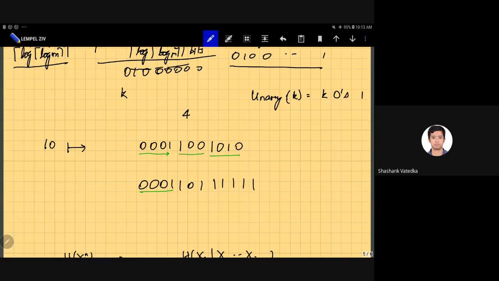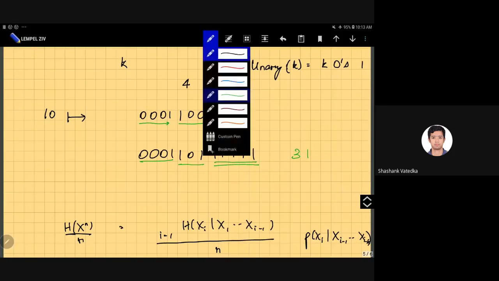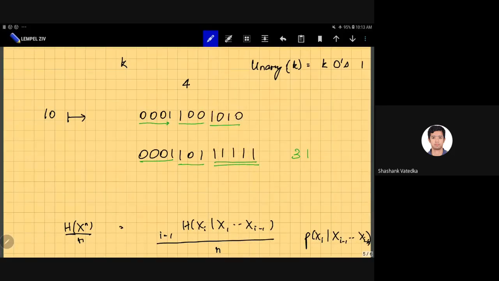So I read the next 3 bits. What is this equal to? 5. So 5 is basically equal to log m. So I read the next 5 bits. So what does this represent? What integer does this encode? Right, it's 31. Okay, so let's see maybe one more example.